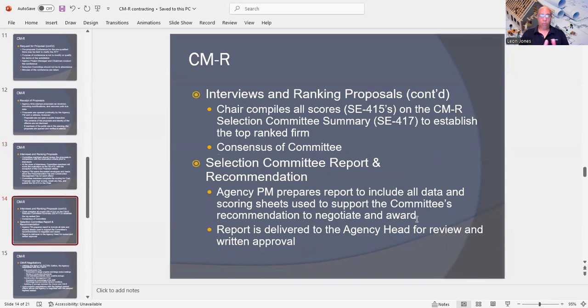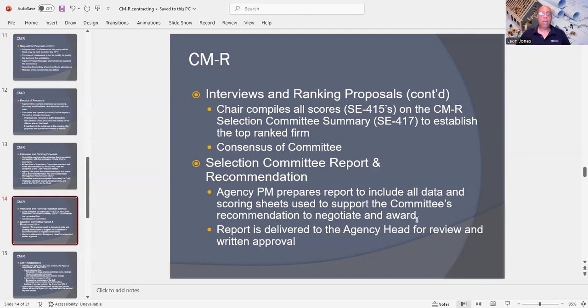Then, once the chair compiles all the scores on the SC 415s on the CMAR selection committee summary, which is the SC 417, that's used to establish the top rank form. And once that happens, there's going to be a consensus of committee. Then you're going to have the selection committee report and recommendation.